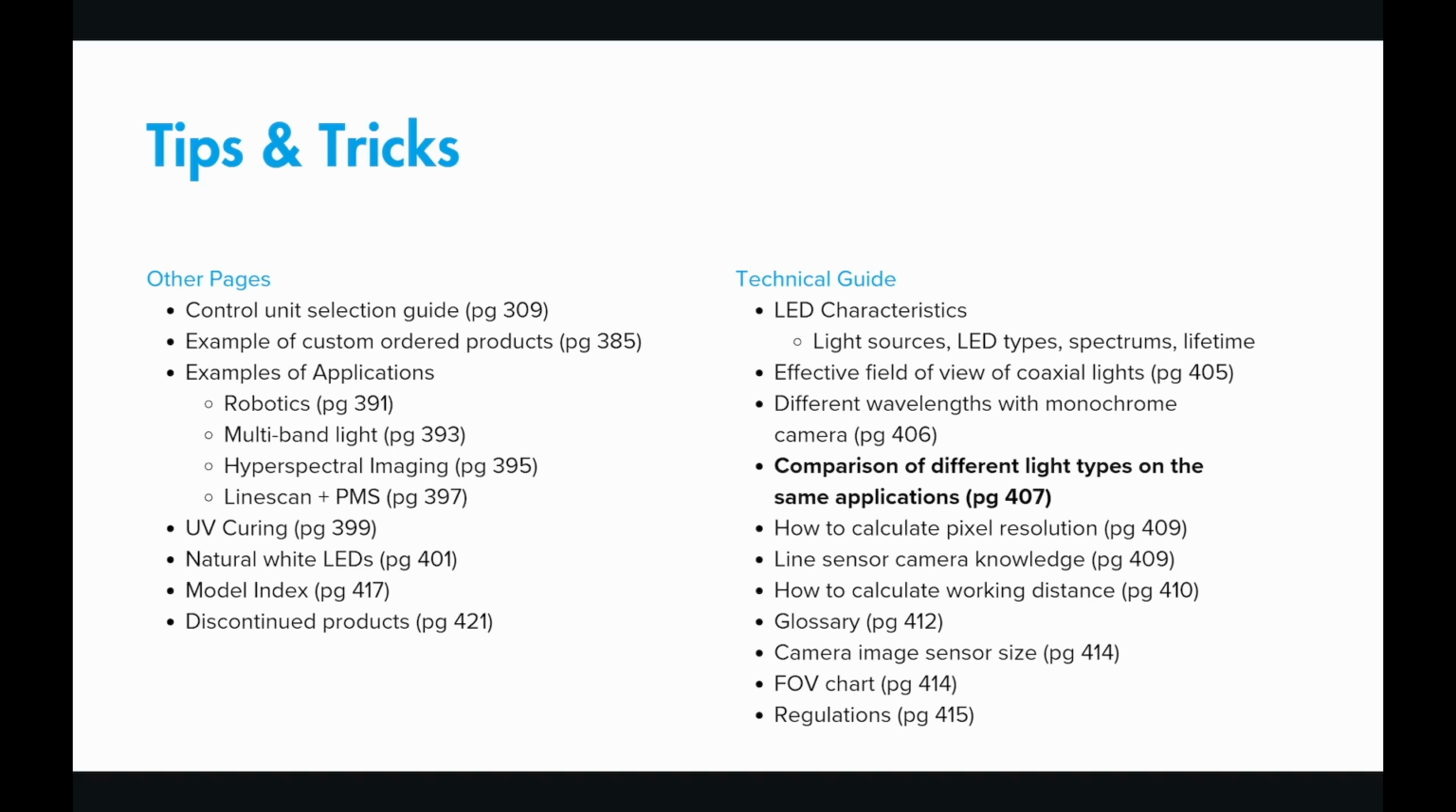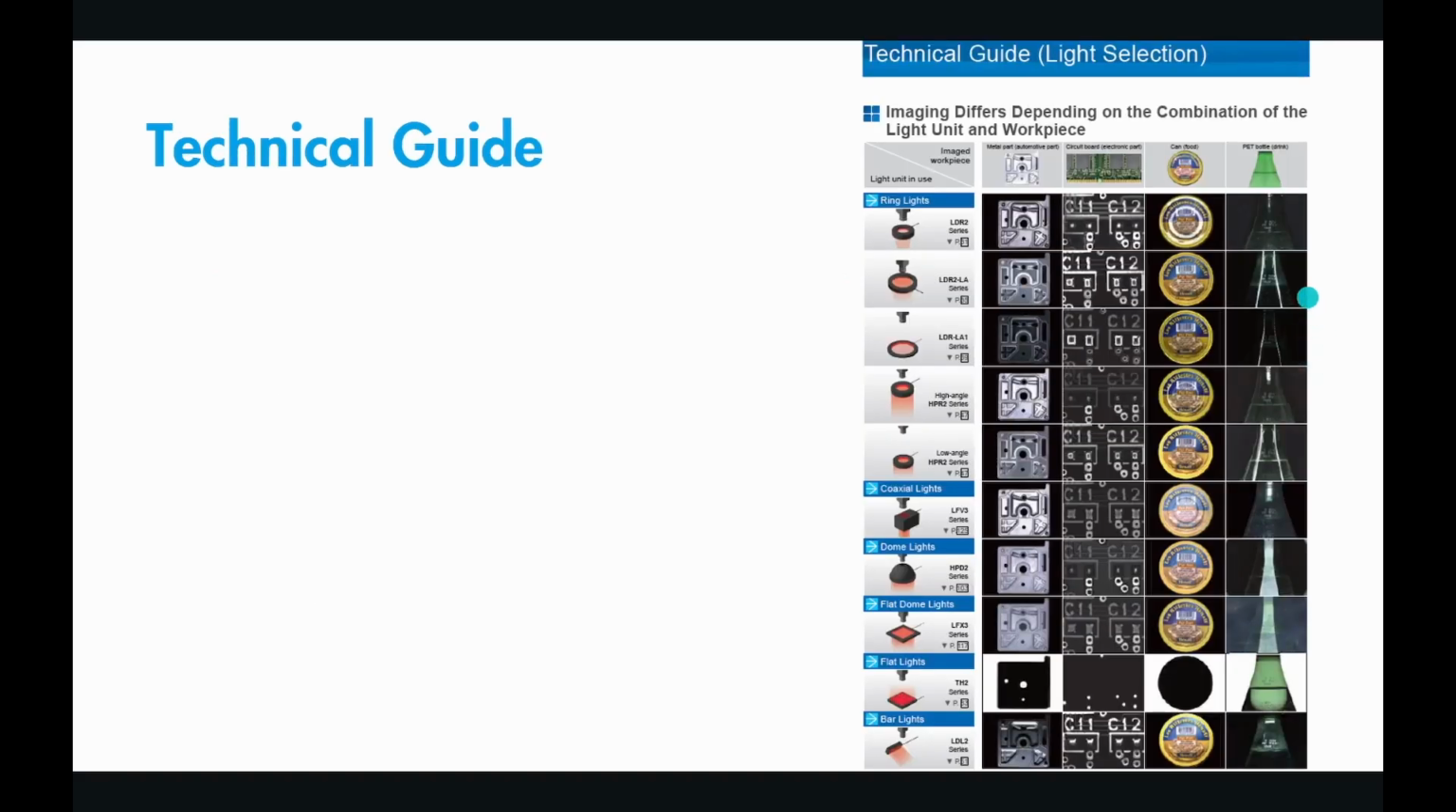Next is going to be the comparison of different light types on the same application. I think that this is a really useful page because it takes the same 4 applications and a variety of lights and shows you how each one images. So if your application is similar to this metal workpiece, you can look and see, oh, flat dome gave me a really good image for this. I can try that for my application. So it just does a good job of showing what each light does on different surfaces.